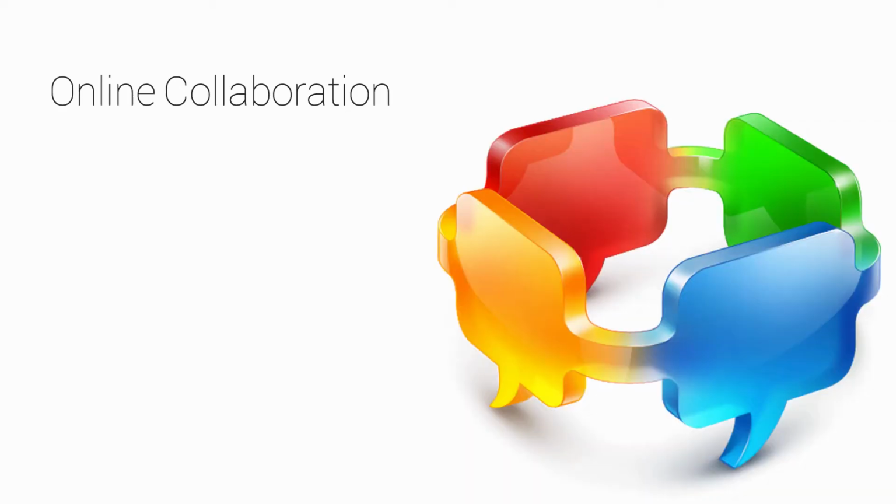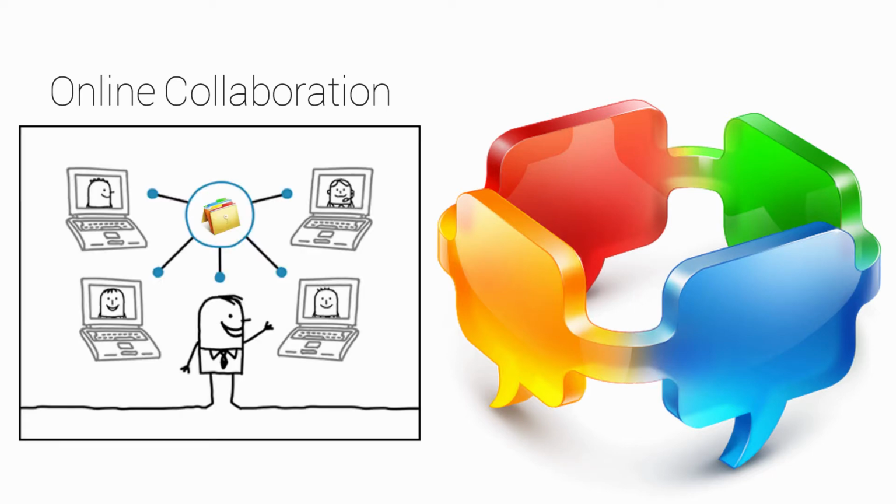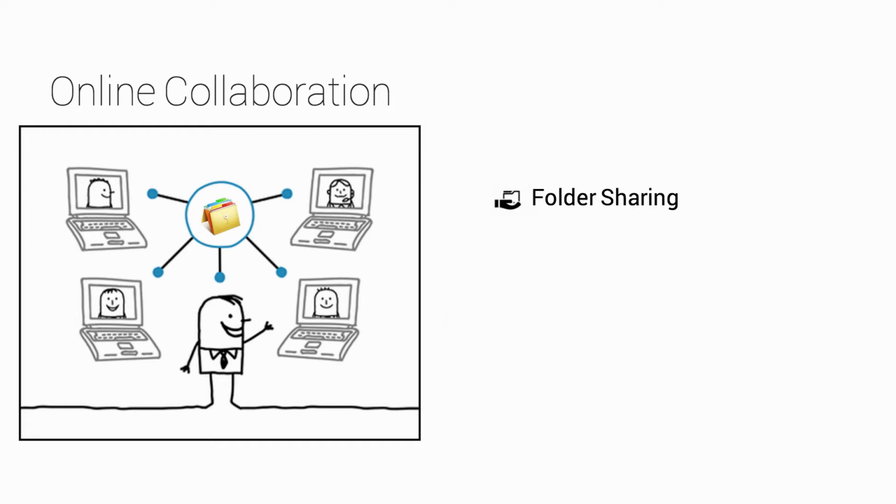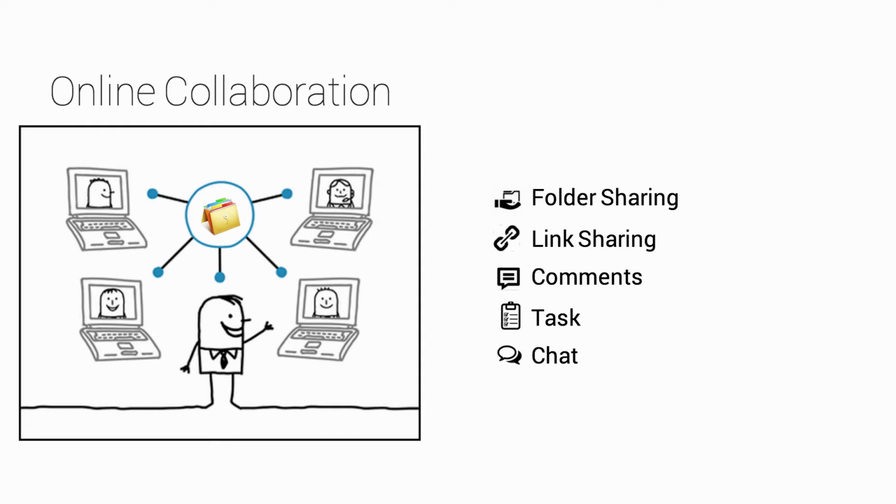So next are the collaboration tools. I know collaboration is an overused term, so let me be specific about the kind of collaboration we are talking about. What we mean by collaboration is giving your team a secure place where you can have your content shared, have conversations happen, and get work done. So you have features like folder sharing, link sharing, comments, tasks, chat, and many more, which will help your team to work together, share ideas, and get work done.